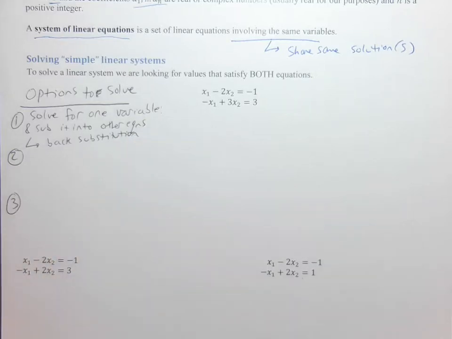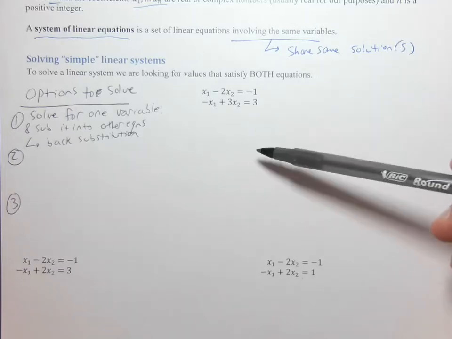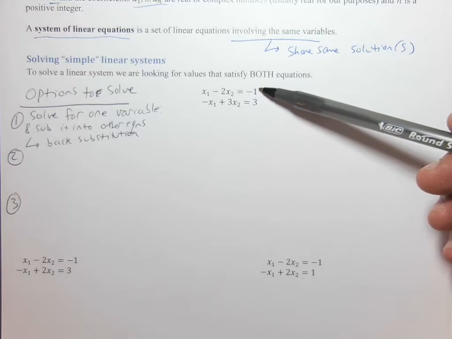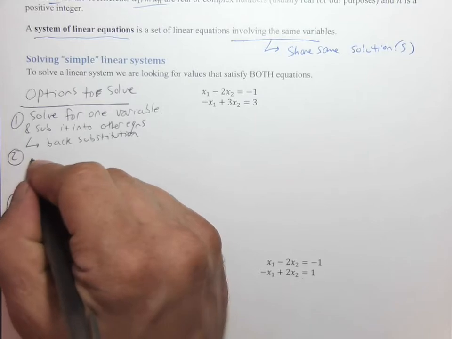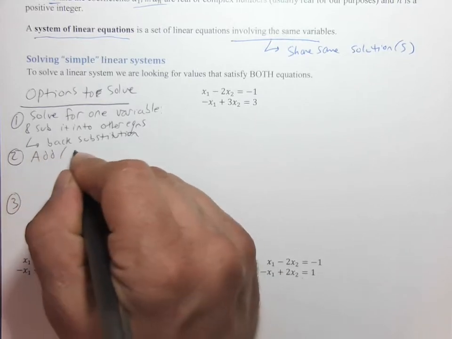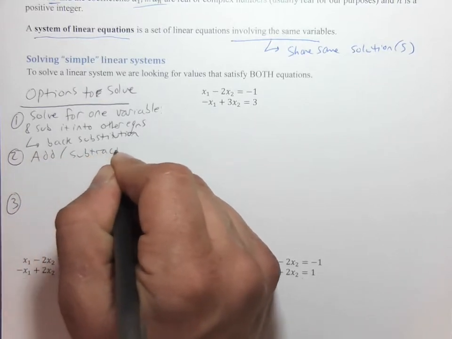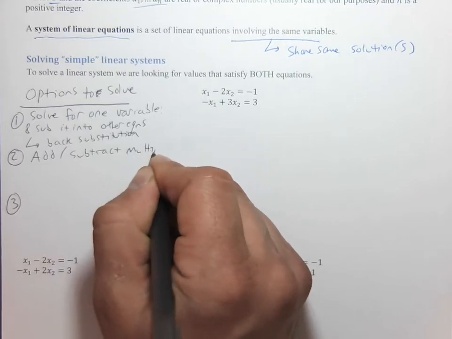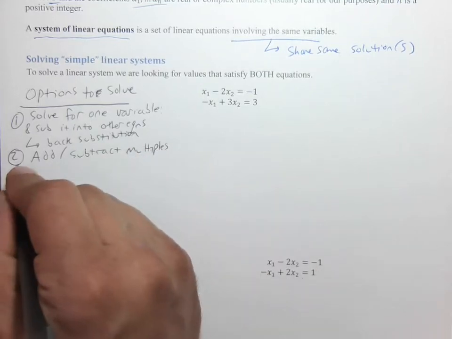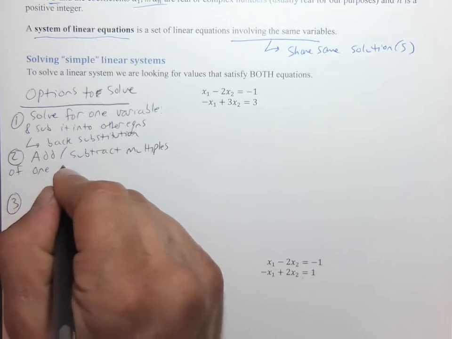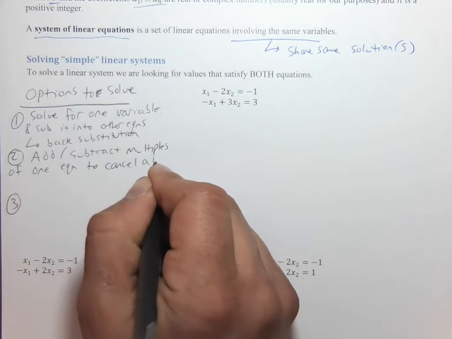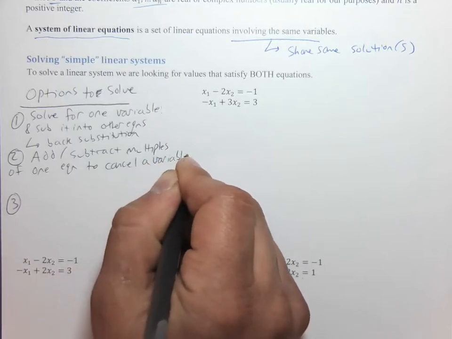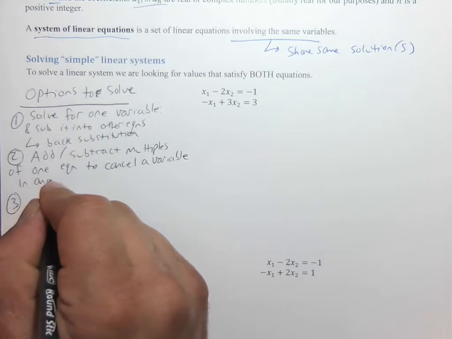Another thing that we can do to solve linear systems like this from past classes is you could multiply one of the equations by something and then add it to the other one to cancel out a variable, right? And so you can add or subtract multiples of one equation to cancel a variable in another. And so we'll do that on one of these as well.